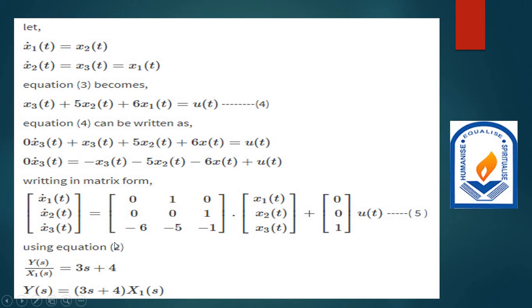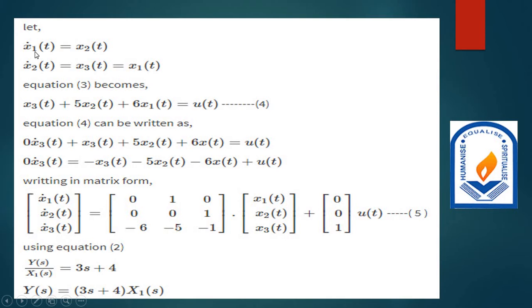Now to find the state space model, we write this in matrix form. So here x1 dot of t, x2 dot of t, x3 dot of t equal to, now you will write x1 dot of t.